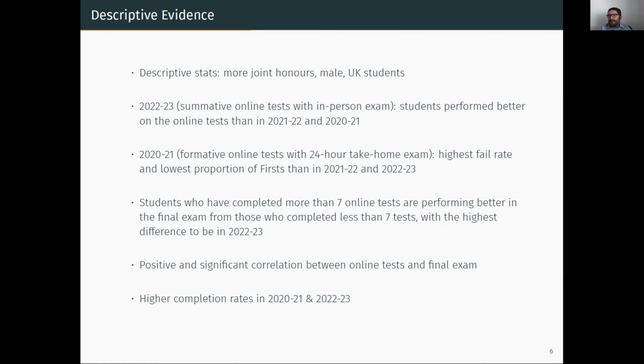Something else that we're finding is that students who are completing more than 7 online tests out of 10 are performing better in the final exam by more than 10 points than those who are completing fewer than 7 tests. And this difference is higher in this academic year. We're also finding a positive and highly significant correlation between the online tests and the final exam across the 3 years, and we observe higher completion rates of the online tests in the first and the third academic year.